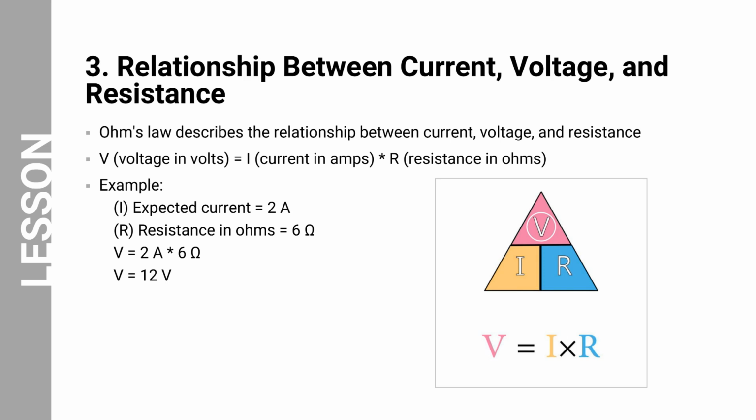Let's say we have a simple circuit with a light bulb that has a resistance of 6 ohms. We can use Ohm's law V equals I times R to find the voltage across the light bulb. Volts equals 2 amps times 6 ohms. Volts equals 12 volts.